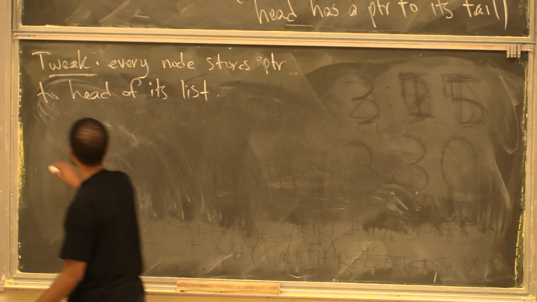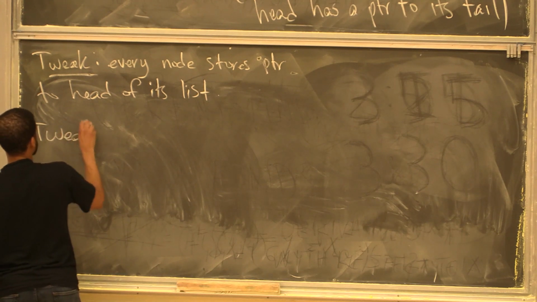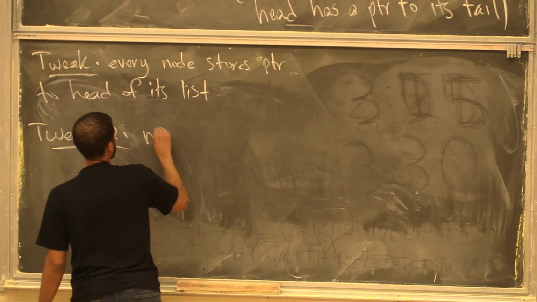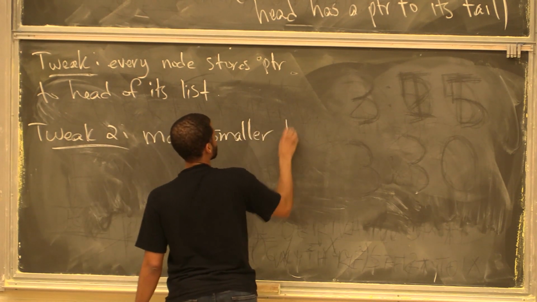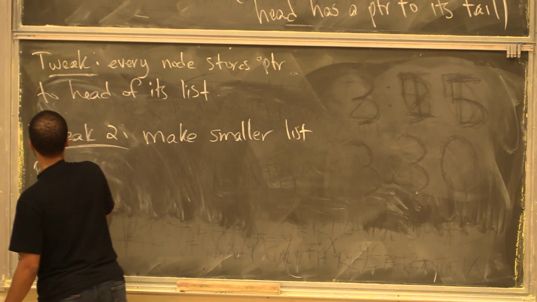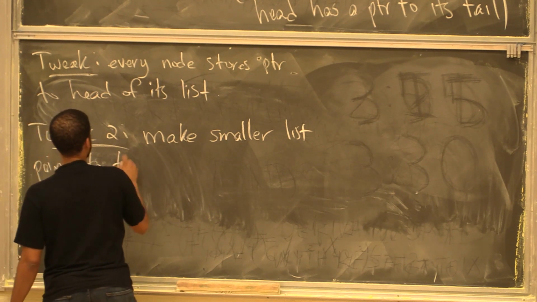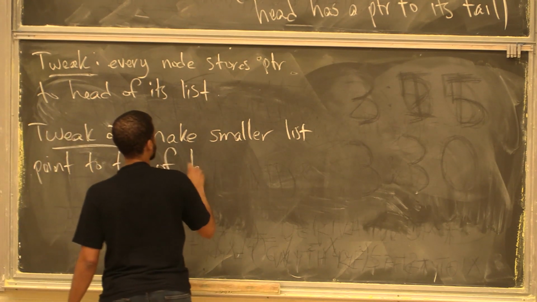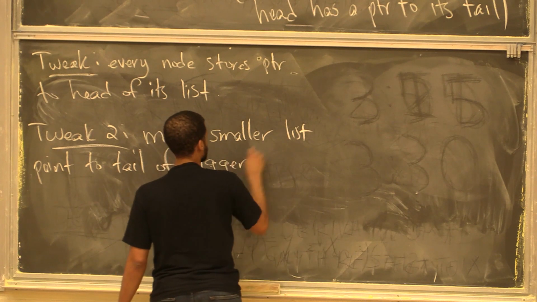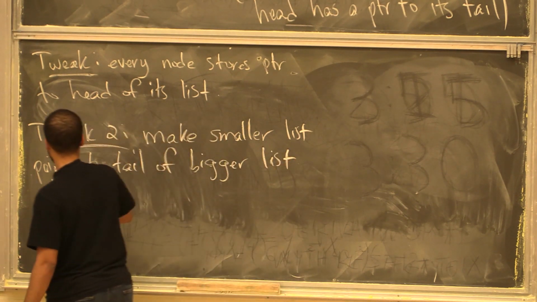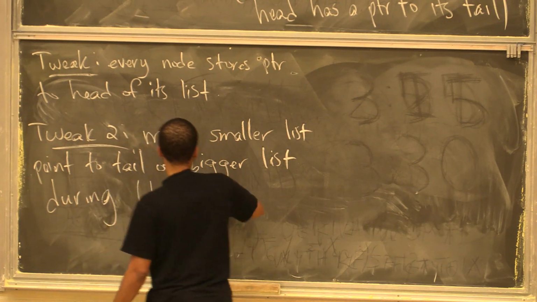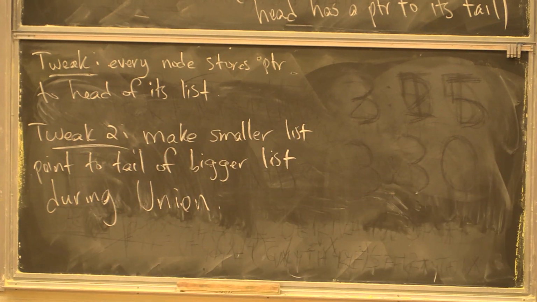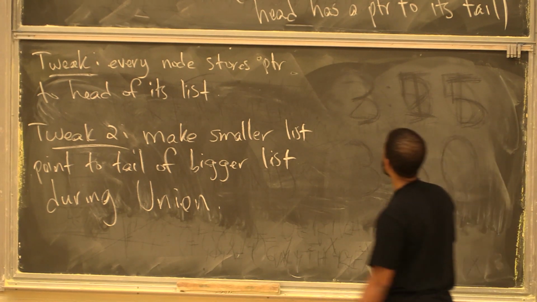So tweak 2: make the smaller list point to the tail of the bigger one during unions. Okay? So if you do these 2 things, then I claim, right?